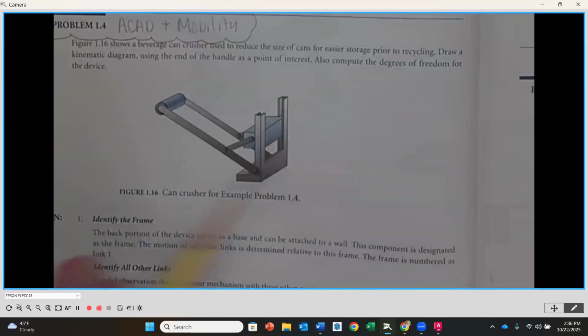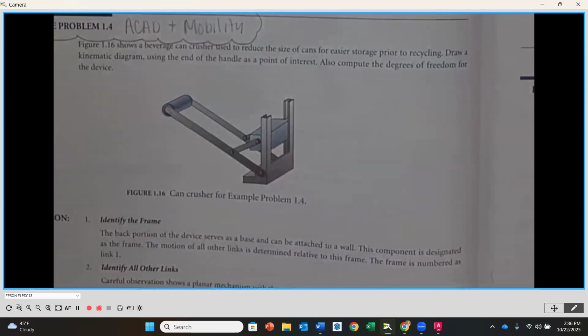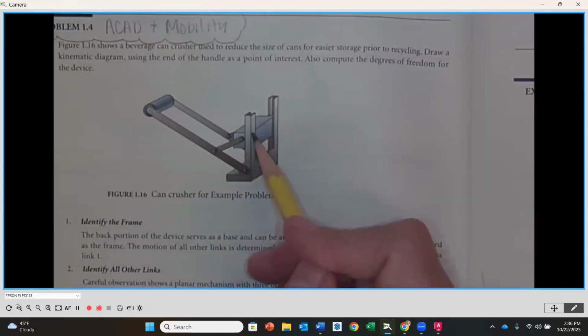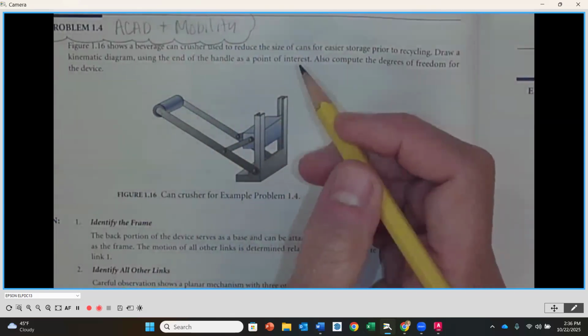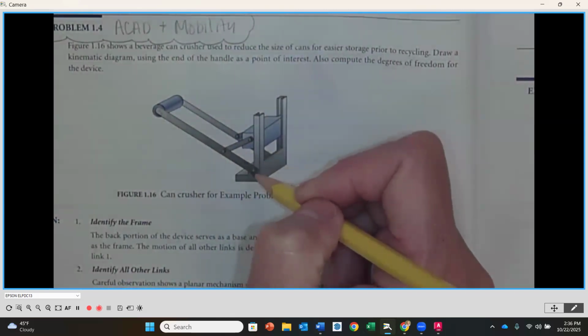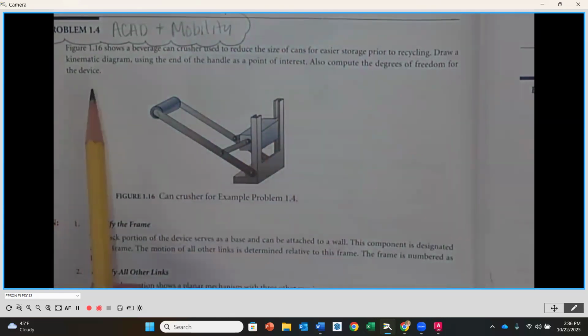And then you're going to notice that there is the can crusher portion, which is on the top here, which is going to go vertically up and down to crush the can, which would be in place at the bottom here. So what we want to do is first draw the kinematic diagram, okay?